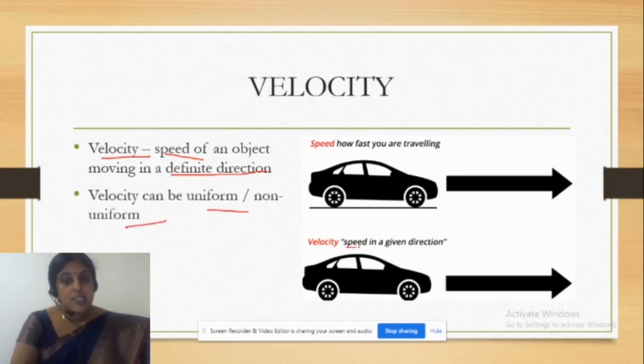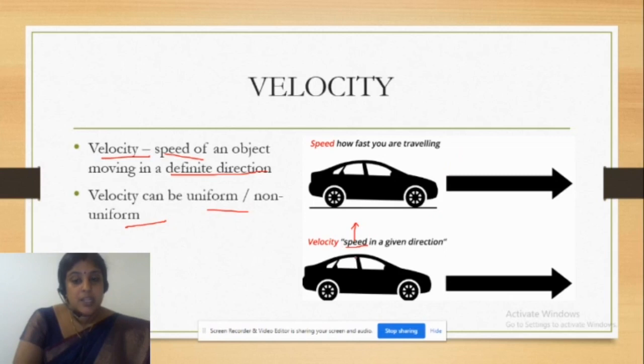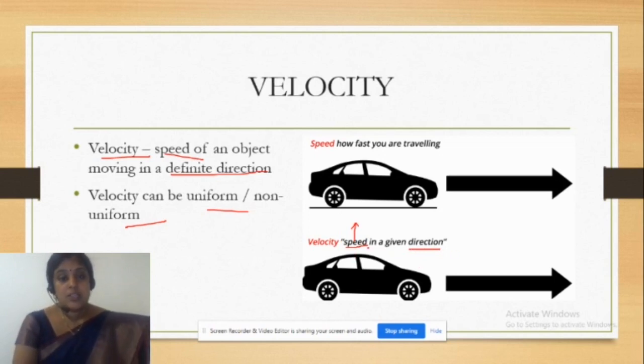Okay, how can you change the velocity? You can either change the speed, the magnitude, right? Speed is represented by magnitude. So you can either change the value of speed or you can change the direction of the speed, or you can change both the speed as well as the direction. Then also the velocity changes. Is that clear, students? So velocity can be changed by changing the value of speed, changing the direction, or changing both the speed and direction.